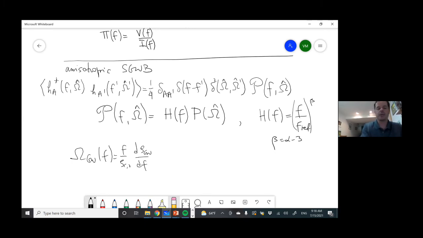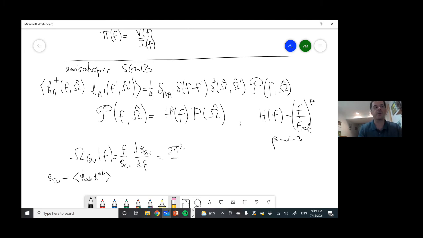Rho GW again goes as the expectation value of H_AB dot contracted with itself. So what this amounts to is we have to expand H_AB in the plane wave expansion, as you remember from the previous lectures. Take time derivatives of those, calculate the expectation value, which will amount to using this assumption here, and then use these delta functions to solve some integrals, and eventually what you get is this.